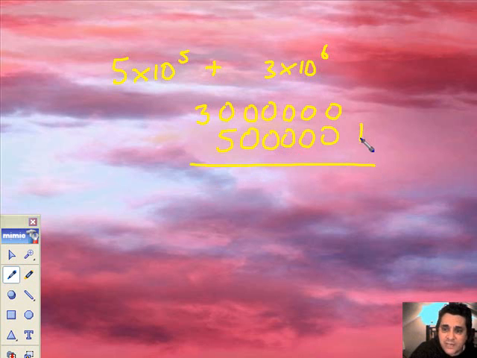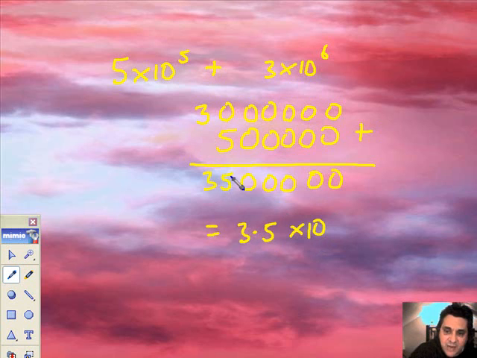Now, with all our zeros lined up properly, we can add them. 0, 0, 0, 0, 0. 0 plus 5 is 5. And 3 plus nothing down there is 3. So what have I got in standard form? I've got 3.5 times 10 to the power of 1, 2, 3, 4, 5, 6. There it goes. Let me show you another way of doing that.